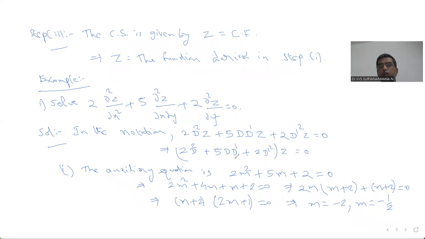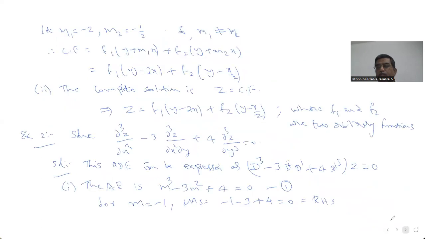So we'll get 2m square plus 5m plus 2 equals 0. By solving this, we'll get m equal to minus 2 and minus 1/2. So both are different, m1 and m2 both are different. So we'll take minus 2 as m1 and minus 1/2 as m2. So m1 not equal to m2.